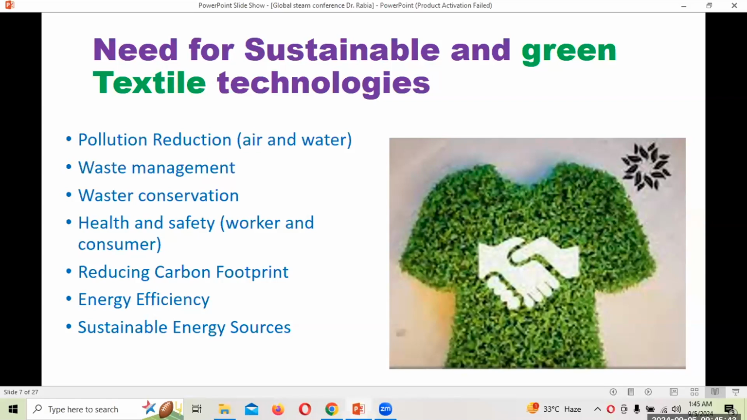Waste management of textile industries or any other industries should be there. Water conservation should be there. Health and safety should be in control for workers and consumers. Carbon footprint is another very dangerous problem raised by the textile industries, by the coloration process, by the finishing processes. So green technologies of textiles should reduce the carbon footprint. Processes should be energy efficient. We should work for processes that are energy efficient, and we should use sustainable energy sources.